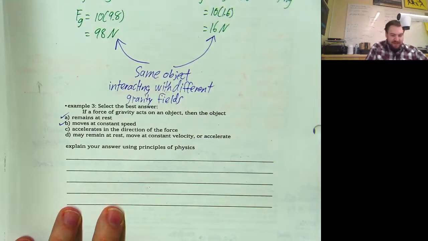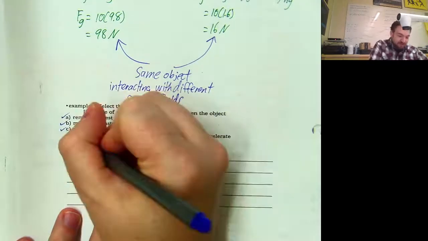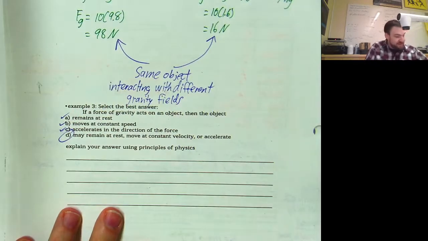Gravity is still acting. Can it accelerate in the direction of the force? Yeah, it can push you off a building, you will fall. Gravity is pulling you down, you're accelerating towards the ground, so it works. So all three of these are an option, so D is your best answer, all of the above. It depends on what else the object is interacting with. It's not just gravity.